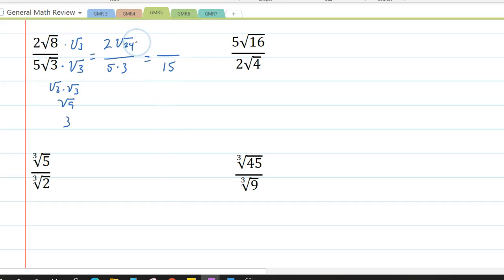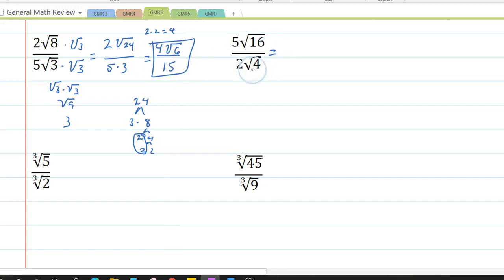Before I continue, I need to see, can I simplify the 24? So 24 breaks into 3 times 8. 8 breaks up into 2 times 4, and 4 breaks up into 2 times 2. I have one set of 2's that can come out. There's already a 2 there, so 2 times 2 is equal to 4. I have 4 square root of, and who's left inside? 2 times 3 is 6. 4 and 15 cannot reduce. I am finished.